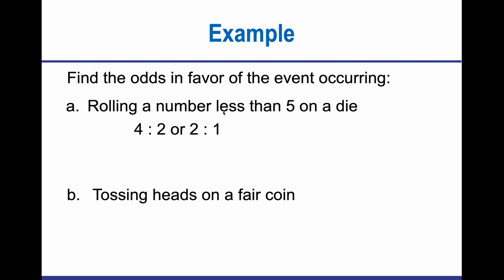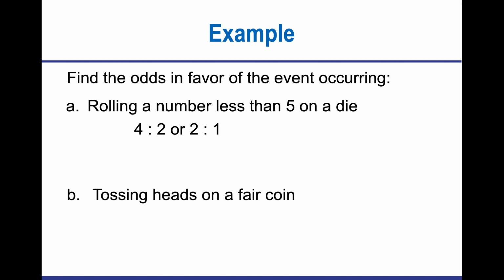So rolling a number less than 5 on a die, well, there's 1, 2, 3, 4. There's 4 digits that are less than 5. And then if I want the unfavorable outcomes, that would be greater. So I would have 5 and 6. So that would be 2, which would be 2 to 1 when I reduce it.